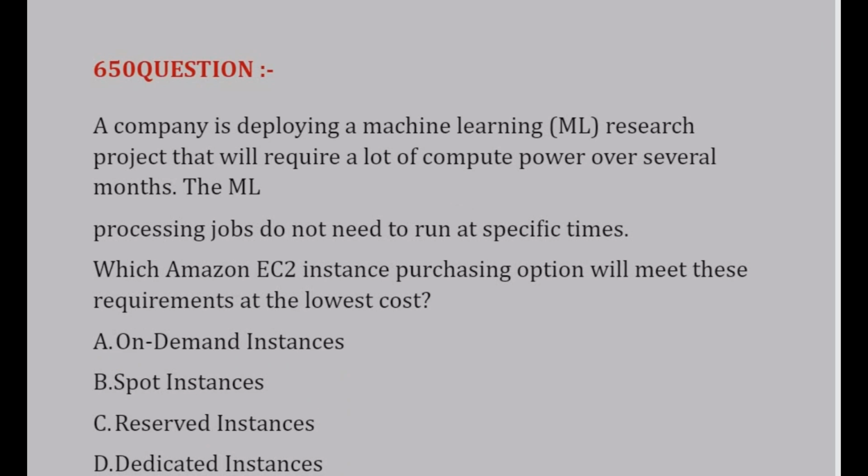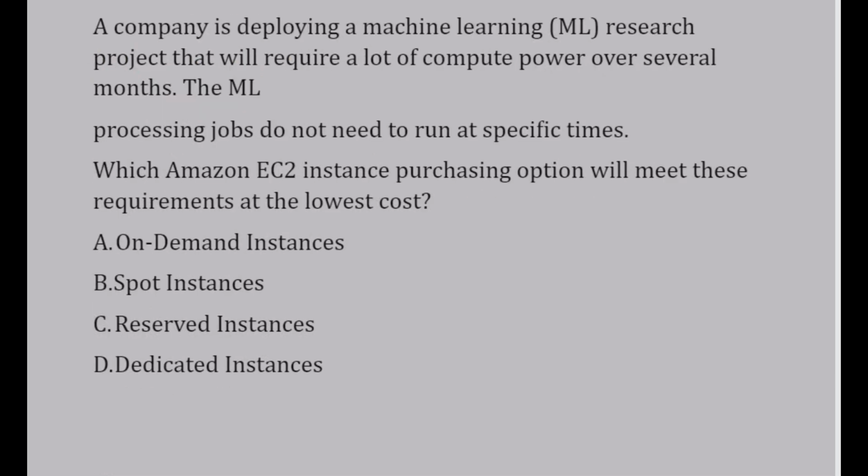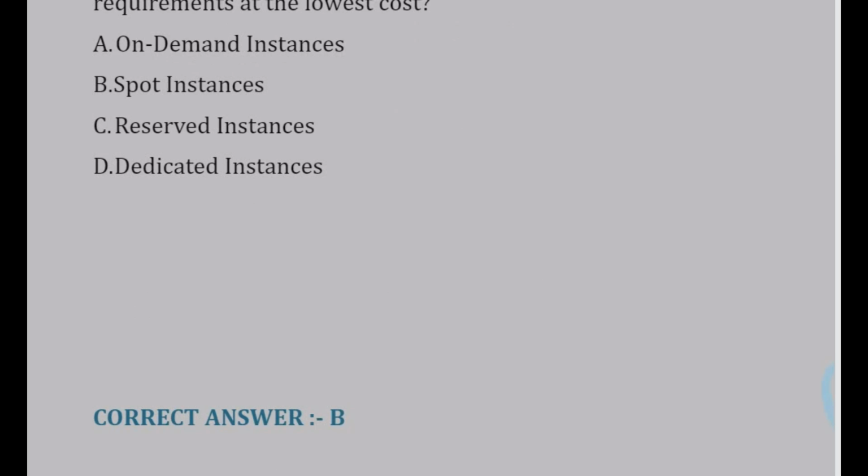Question is, a company is deploying a machine learning (ML) research project that will require a lot of compute power over several months. The ML processing jobs do not need to run at specific times. Which Amazon EC2 instance purchasing option will meet these requirements at the lowest cost? Option A. On-demand instances. Option B. Spot instances. Option C. Reserved instances. Option D. Dedicated instances. Correct answer is option B.